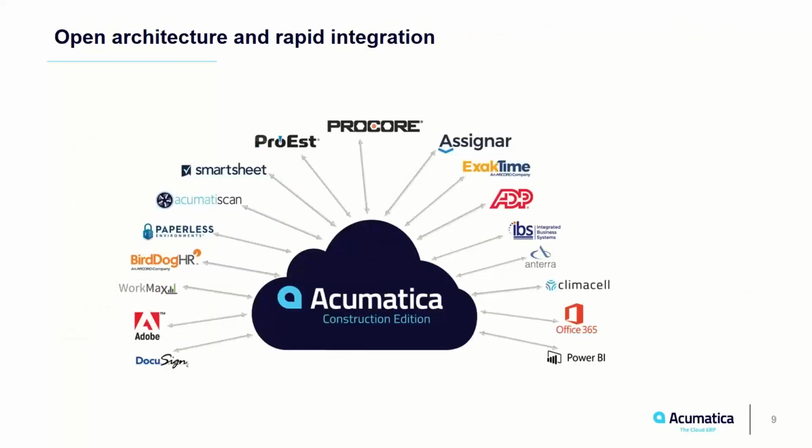Acumatica also provides open architecture, which facilitates rapid integration to other best-of-breed construction applications. And some of the ones listed on the slide are already existing integrations. So you probably are familiar with Procore and Proest and Adobe and DocuSign, all of which help you process contracts.